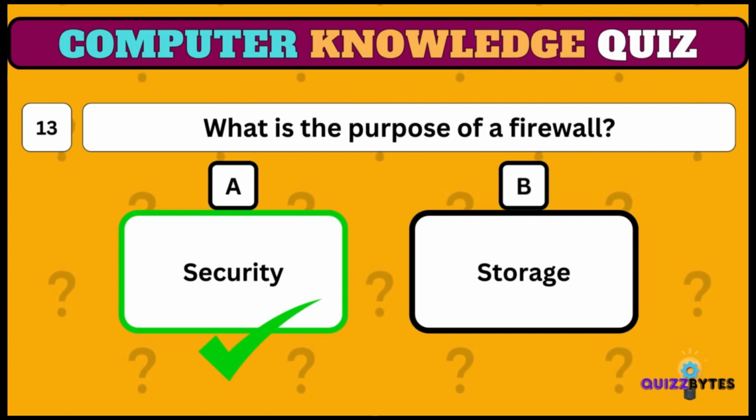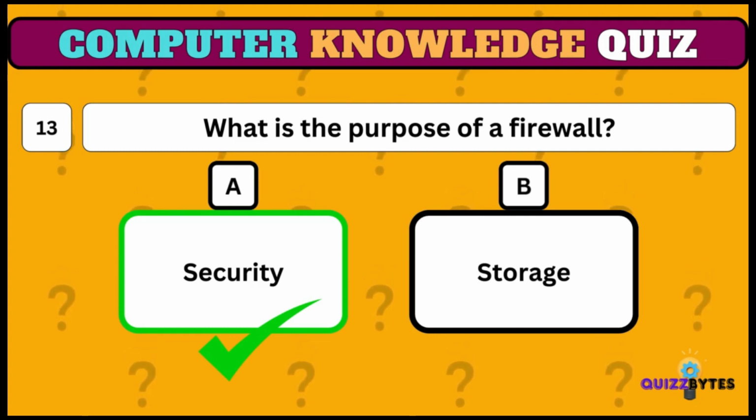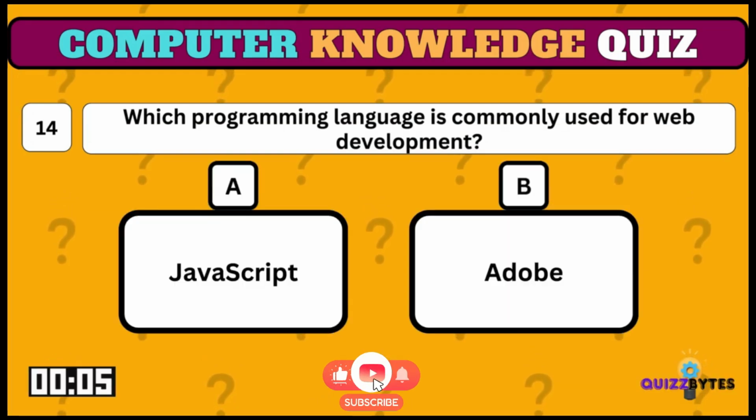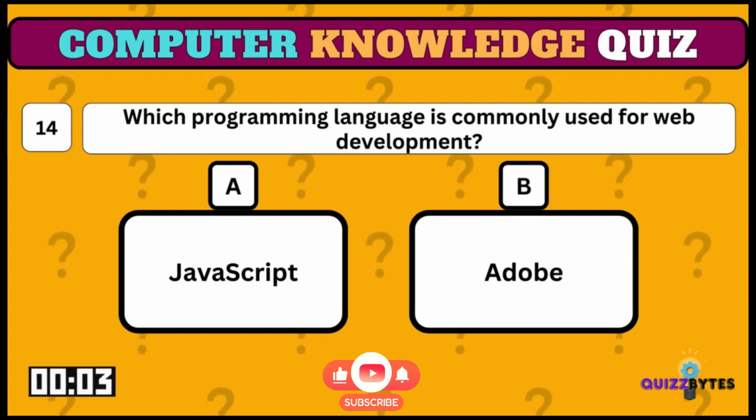You're absolutely right. A firewall acts as a barrier between a trusted internal network and untrusted external networks. Proceeding to question 14. Which programming language is commonly used for web development? A. JavaScript, or B. Adobe?